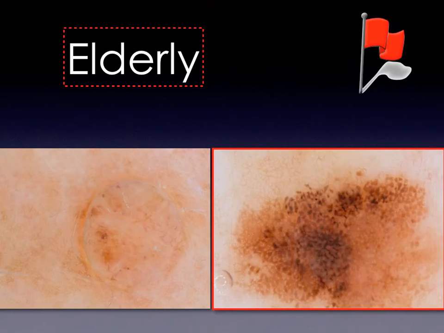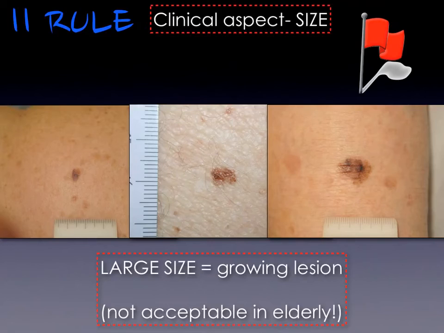for melanoma diagnosis. As a second rule, we have to consider that nested melanoma usually reveals a large size. That means a growing lesion, but we know well that a growing lesion is not acceptable in the elderly.